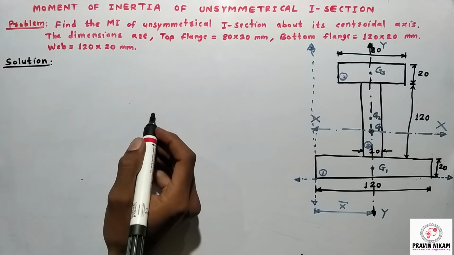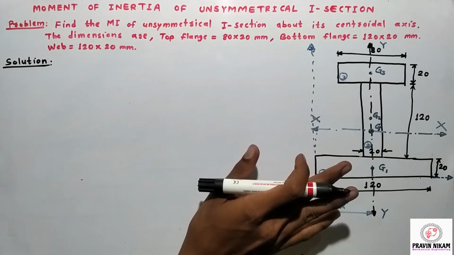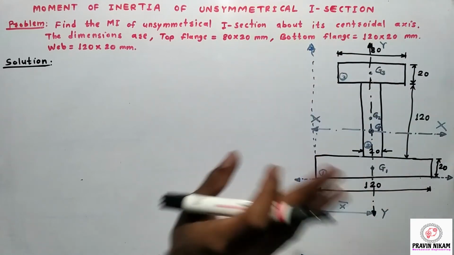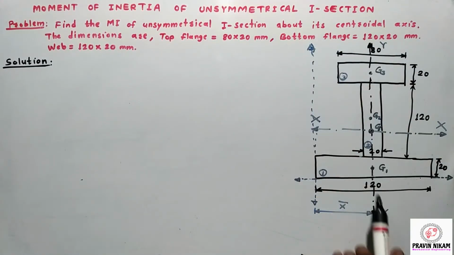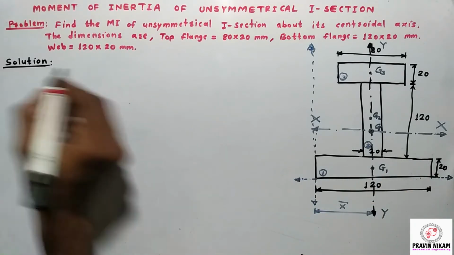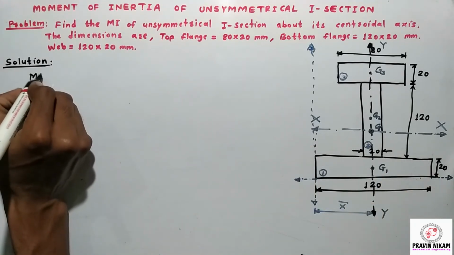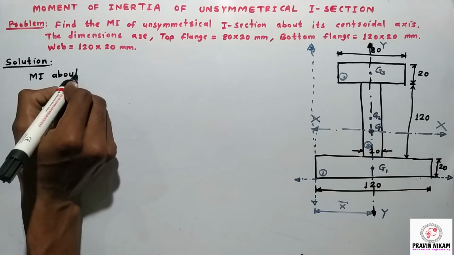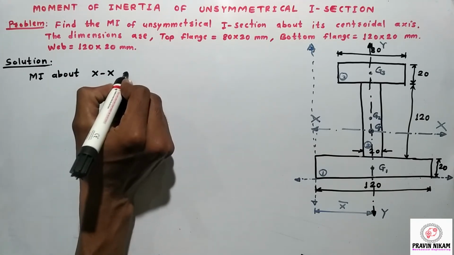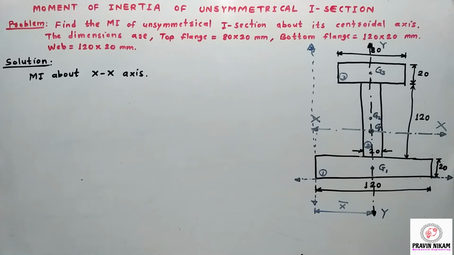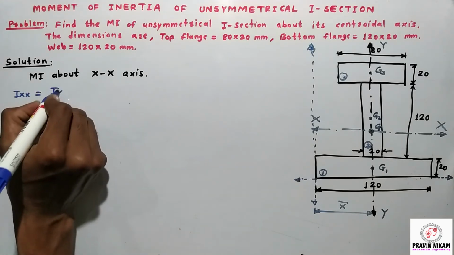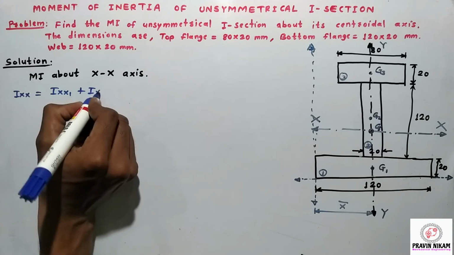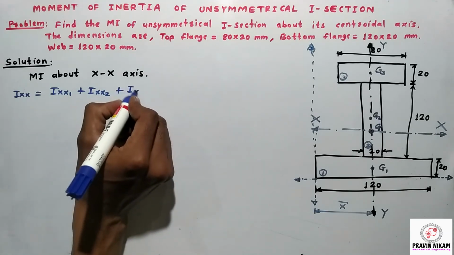Now we have to find out the moment of inertia of this section about its centroidal axis. There are two centroidal axes, one is XX and the second is YY. So first, find out the moment of inertia about the XX axis, that is nothing but Ixx. How to find Ixx of the whole section? Ixx is equal to Ixx1 plus Ixx2 plus Ixx3.